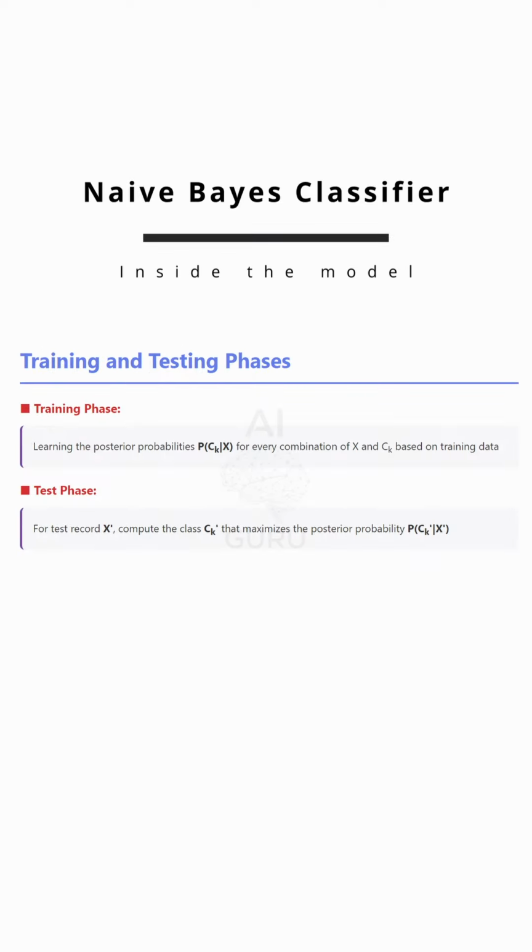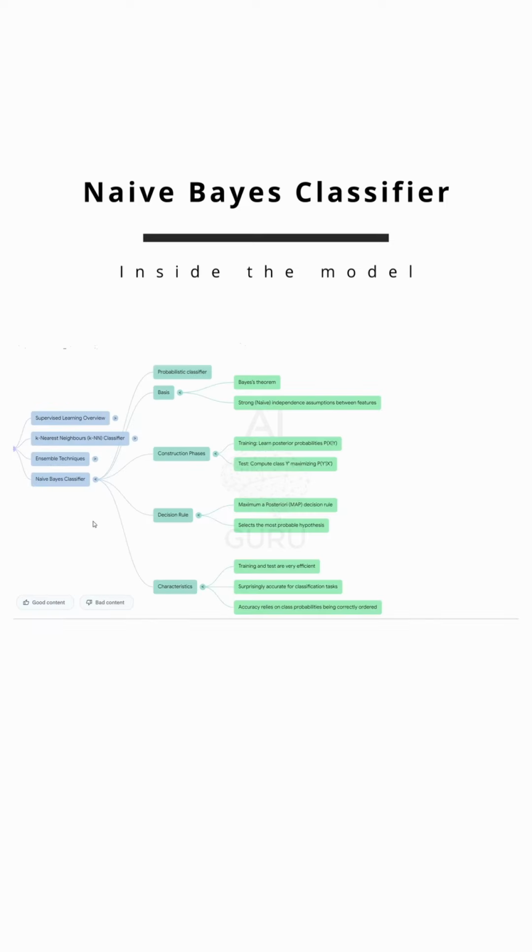The training phase for naive Bayes is remarkably simple and incredibly fast. It basically involves learning two things from the training data. First, the prior probabilities, P(C), for each class, that's just counting what percentage of the training examples belong to Class A, Class B, etc. Second, it needs the conditional likelihoods for every feature x_i and every class c. For discrete features, like color or yes-no, this is again just counting frequencies within each class.